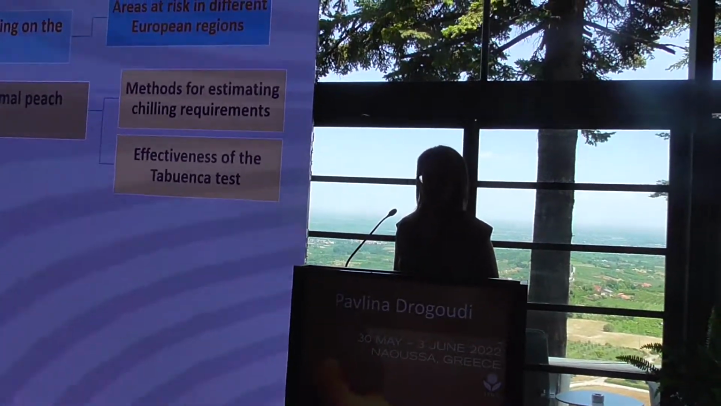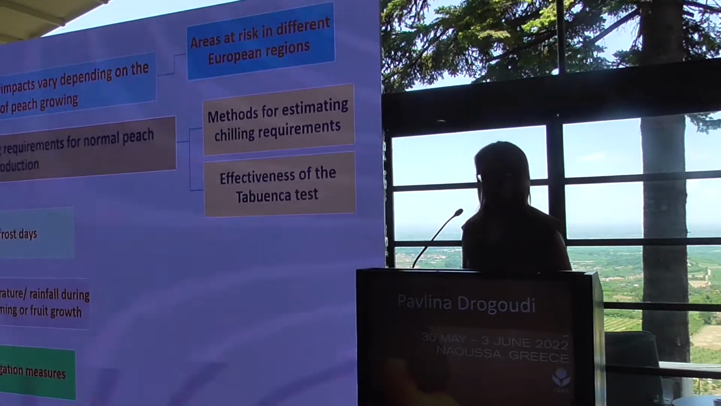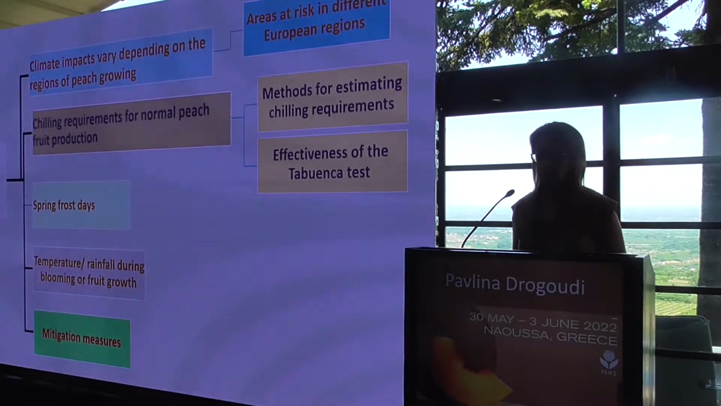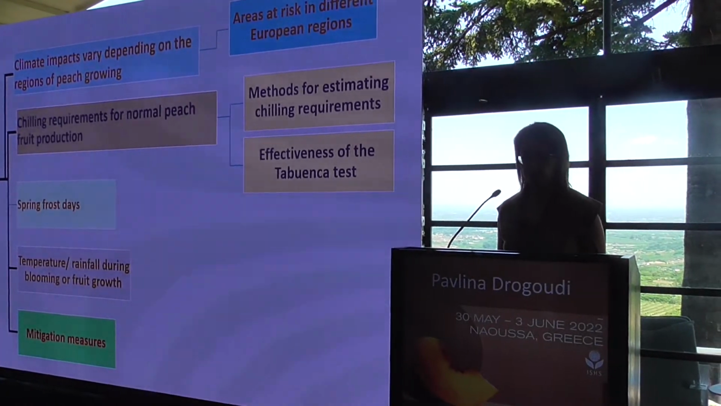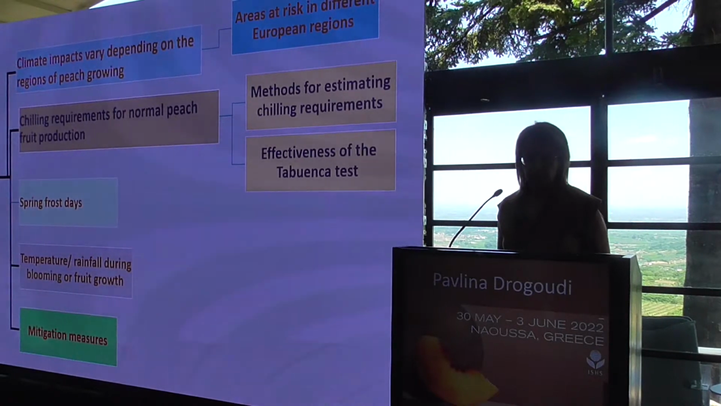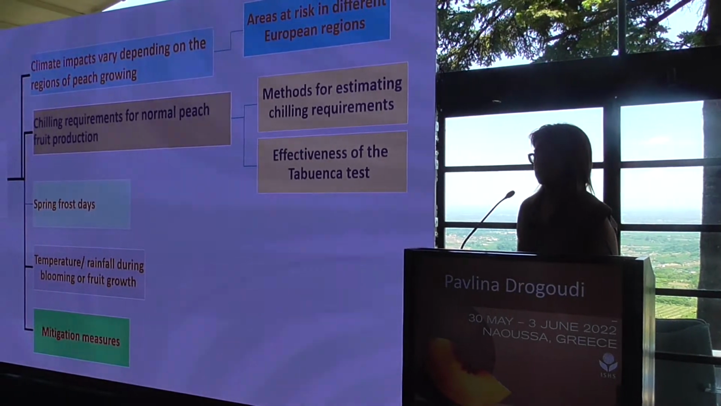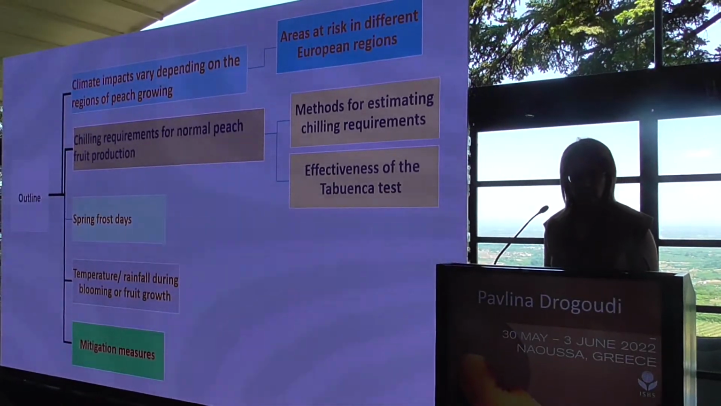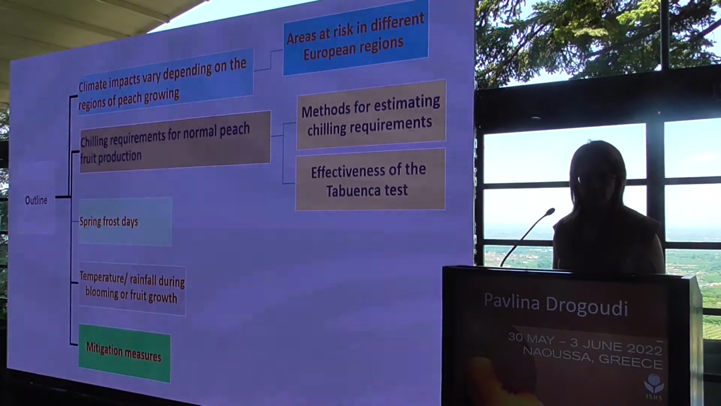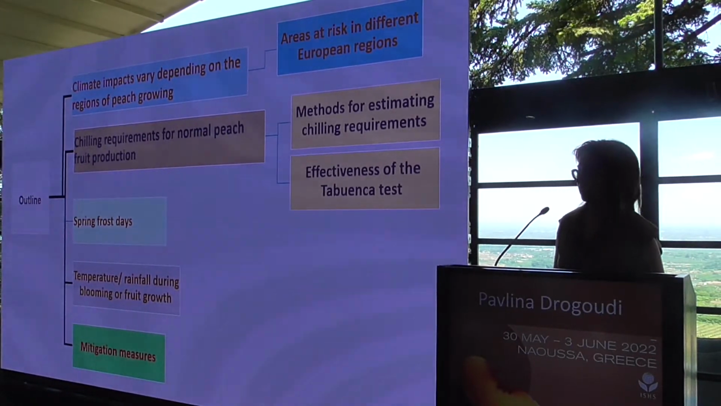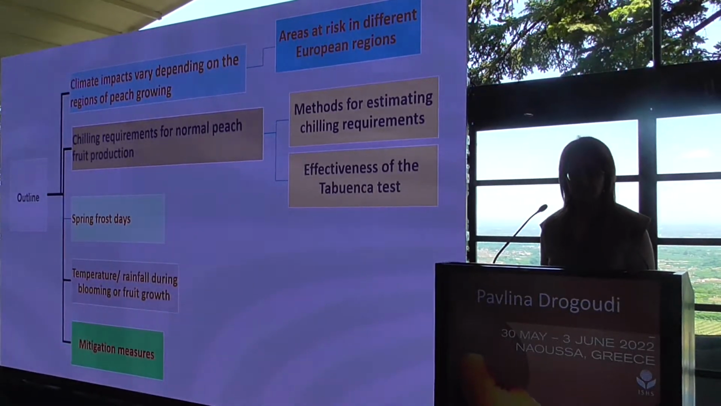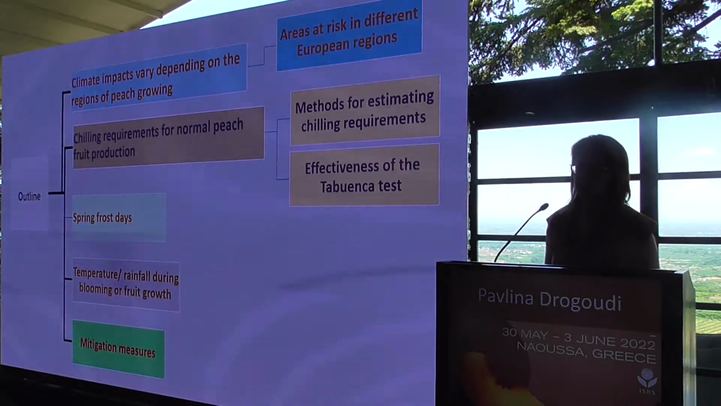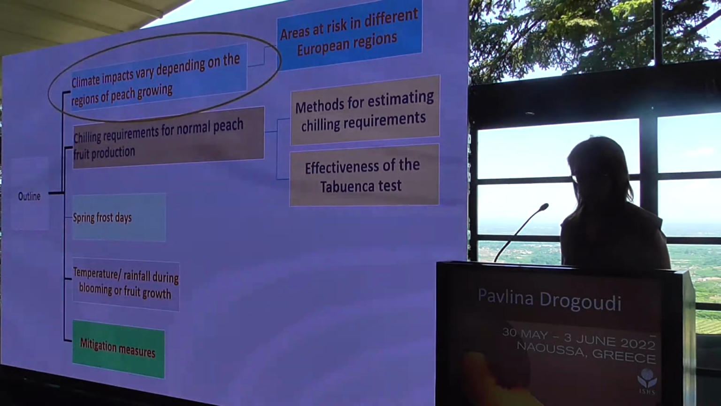Pitch trials that we have in different countries of Europe. Later I will talk about chilling requirements for normal production, and methods to estimate these chilling requirements. After this, I'm going to talk about the spring frost days, how they change, which is also very important nowadays. How temperature and rainfall during blooming or fruit growth may affect production, and how this has changed during the last years. And lastly, and very important, mitigation.